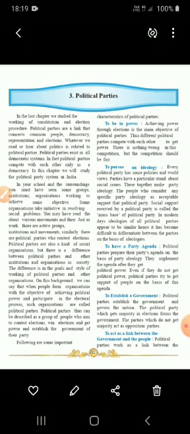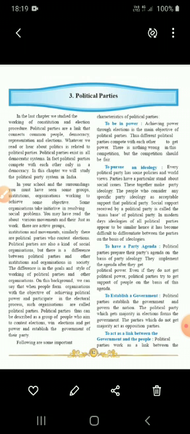See children, political parties are a link that connects common people, democracy, representation and election. It is a bridge, or you can say a link, which connects common people and government, and connects common people and democracy, representation and election.